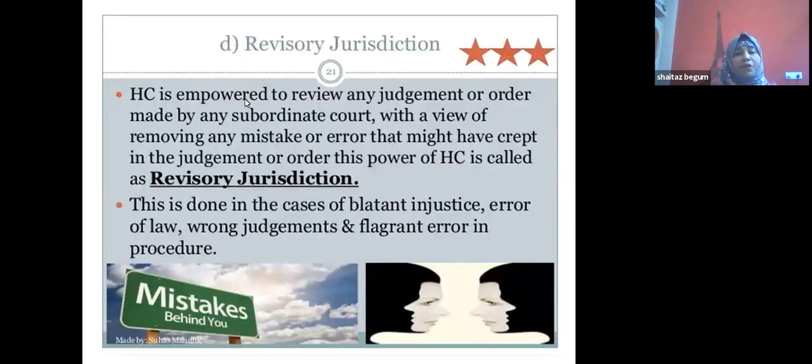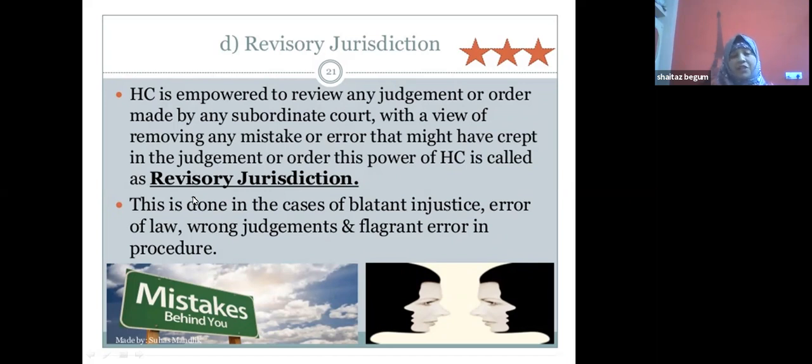Then the next important function of the High Court is the revisory function. The High Court is empowered to review any judgment or order made by any subordinate court with a view to removing any mistake or error that might have crept into the judgment or order. This power of the High Court is called revisory jurisdiction.